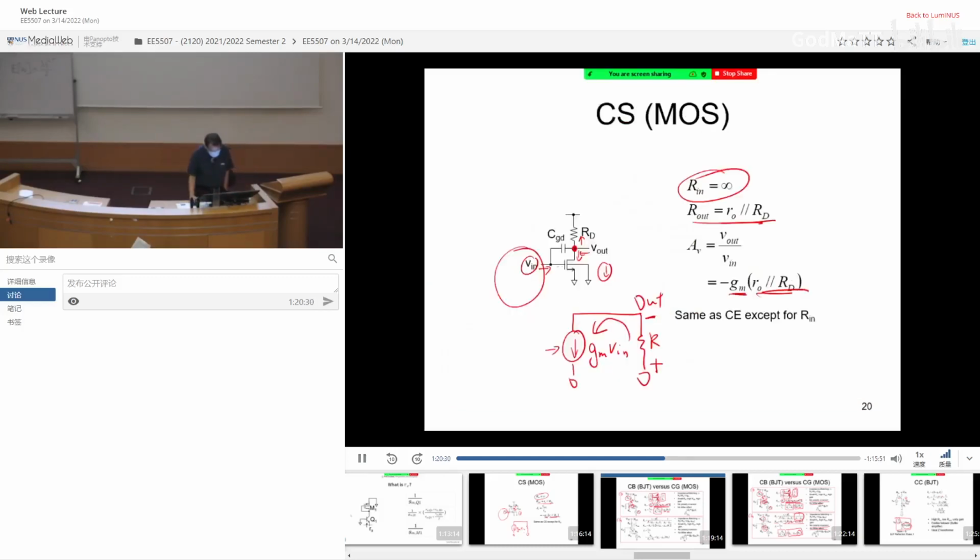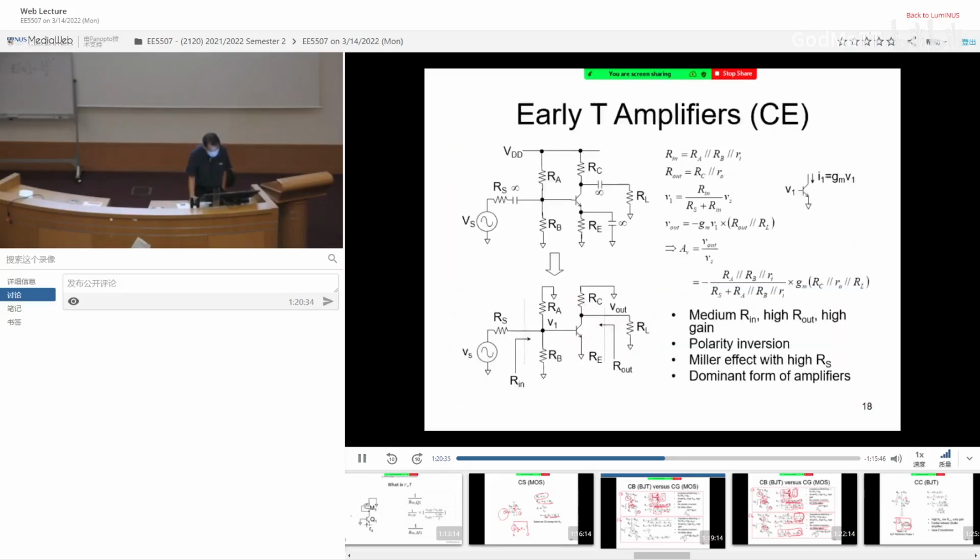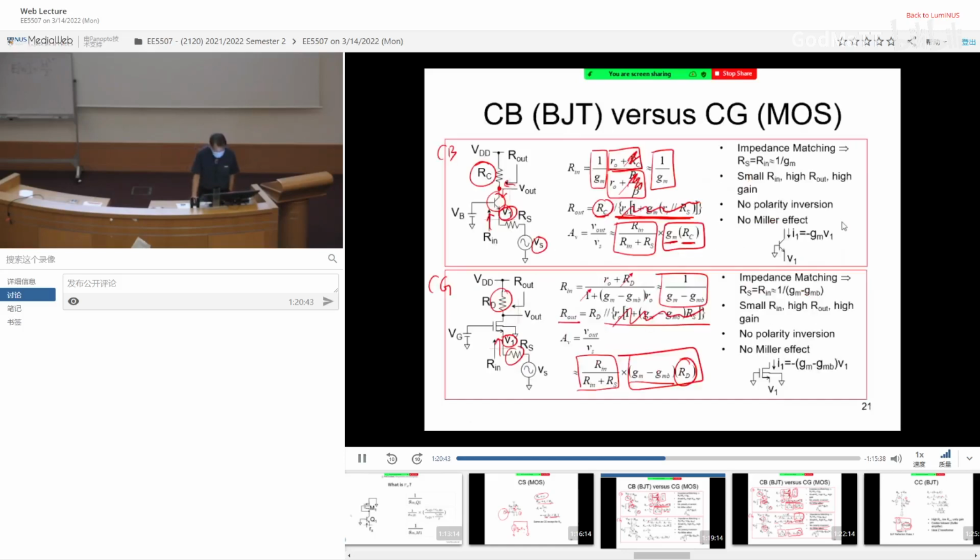If you compare this with the early T, you see this is the gain. I don't really care about this one because usually it can be designed to equal 1. So the gain is very similar to common emitter, common source, sorry. The only difference is that there is no negative sign. In fact, it will always give you positive gain.